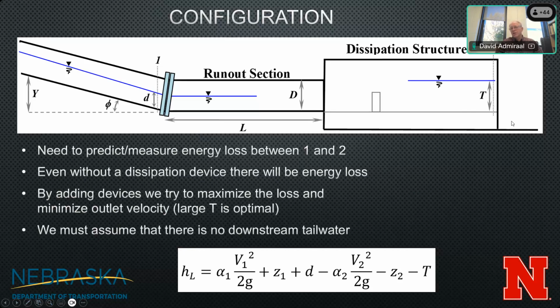And the reason is because a lot of the streams that we have in Nebraska are incised, and so we could have a drop here that's significant. We have to make it so that this dissipation structure does the energy loss as much as possible, and that we're not relying on the tailwater to do the energy dissipation, because we can't expect the tailwater to always be there.